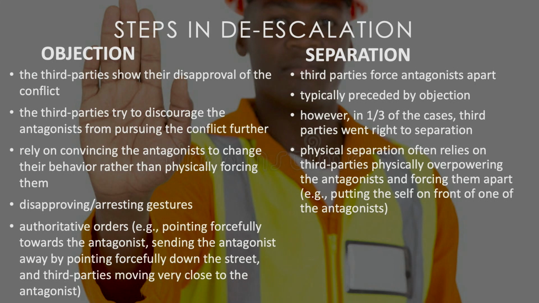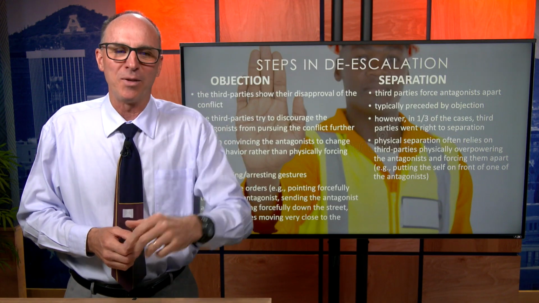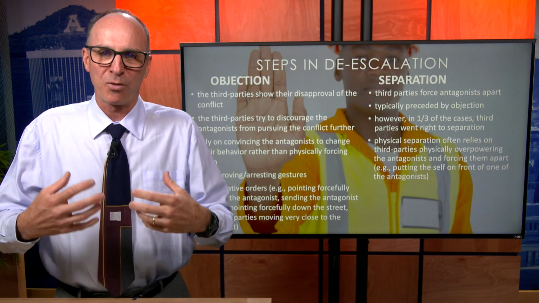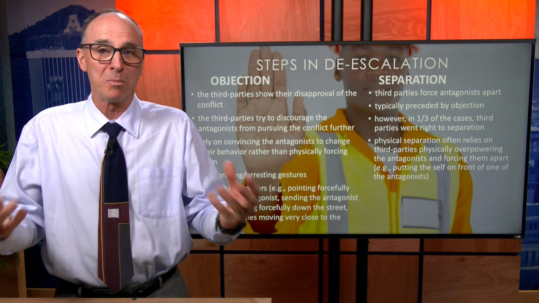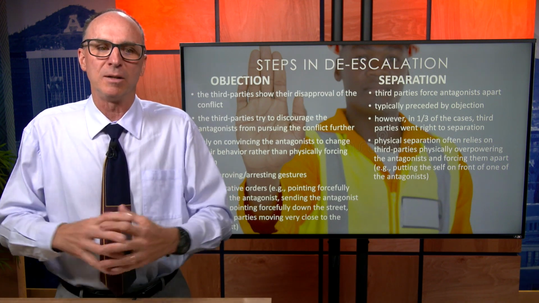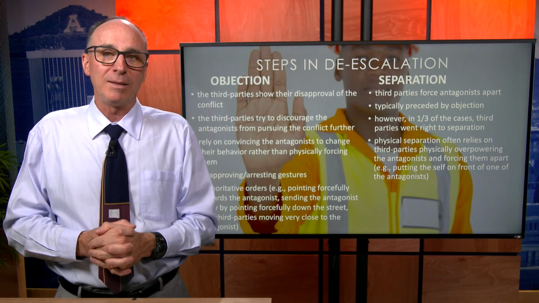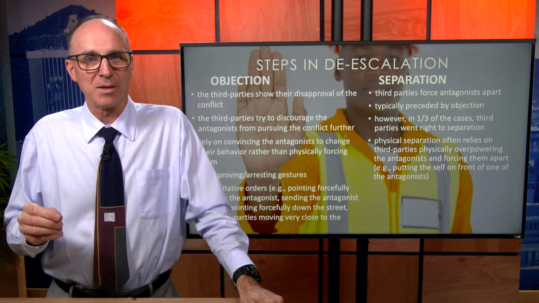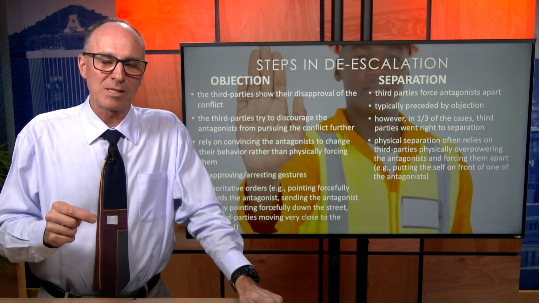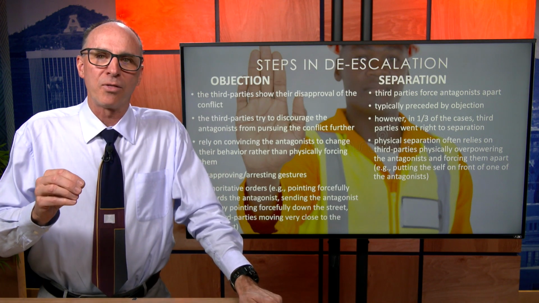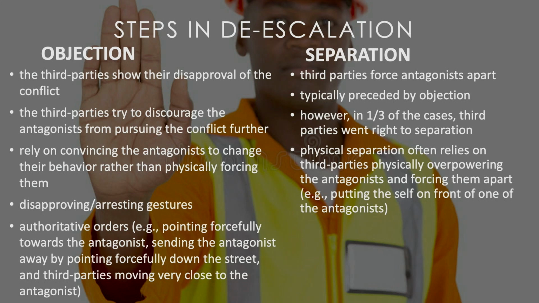This is done through verbal persuasion, often accompanied by disapproving or arresting gestures like, hey, come on, stop it now. Hey, don't do that, that kind of thing. So you're trying to get a message across through communication channels that are purely verbal and nonverbal, without actual physical contact of any sort. A lot of times when these were successful, the third-party intervener used authoritative orders, like pointing forcefully, like, hey, you, get out of there, that kind of thing. In other words, they took control of the situation.